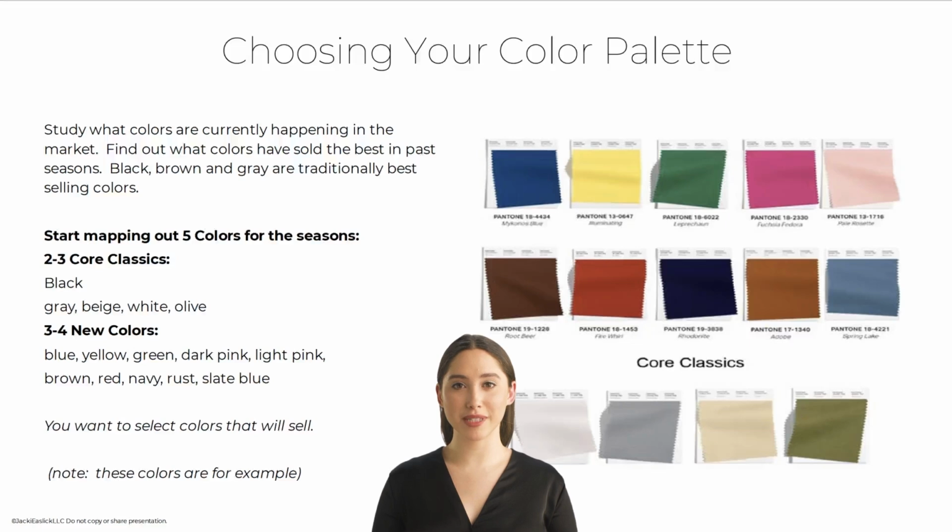So you will start mapping out the 5 colors for the season, 2 to 3 core classic colors: black, gray, brown, white, or olive. The lighter colors are for warmer seasons. Then select your remaining fashion colors for your collection.